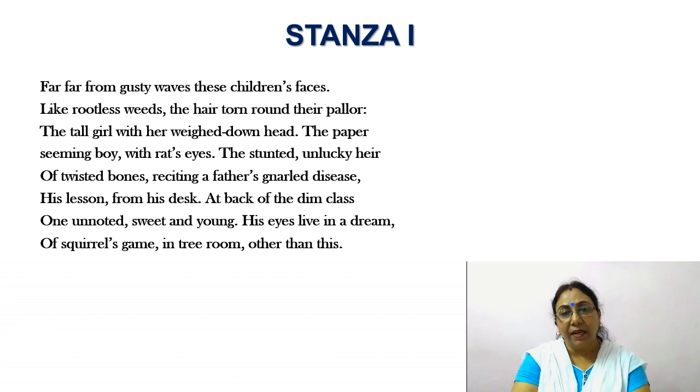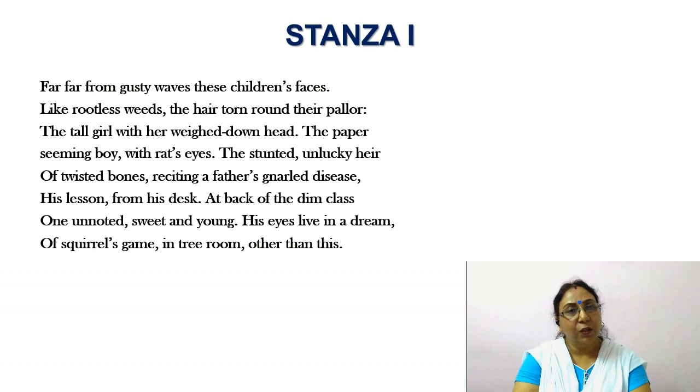Here, rat's eyes is a symbol of greed and hunger. The paper-seeming boy with rat's eyes, the stunted, unlucky heir. This boy's body is stunted. That means it has stopped growing. And he is an unlucky heir of twisted bones. He is the successor of his father. He is the successor of his parents.